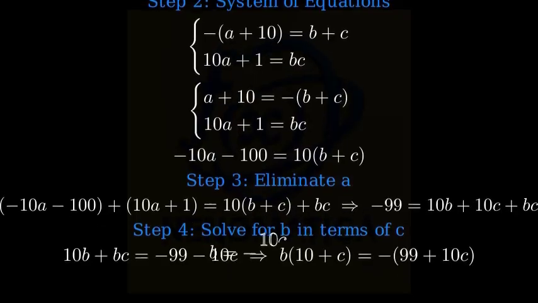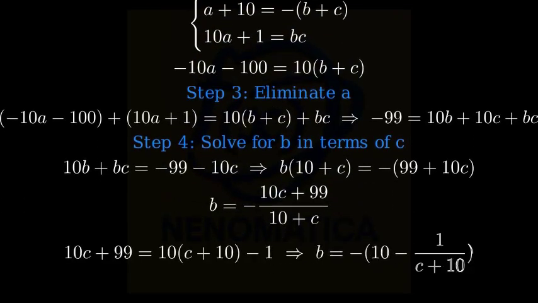Move terms to get 10b plus bc equals negative 99 minus 10c. Factor b to get b times (10 plus c) equals negative (99 plus 10c). Therefore, b equals the negative of (10c plus 99) over (10 plus c). Now rewrite the numerator as 10 times (c plus 10) minus 1. So b equals negative of (10 minus 1 over c plus 10).